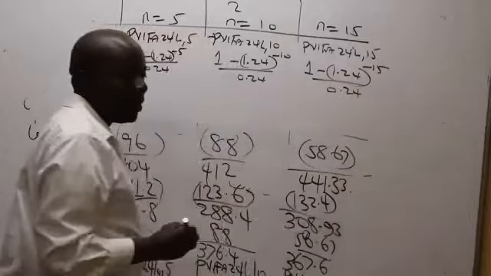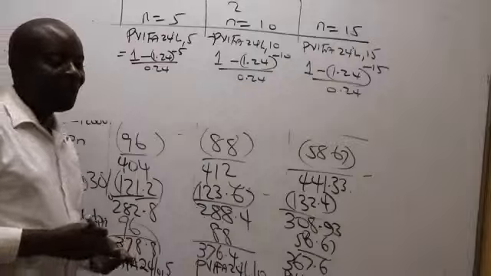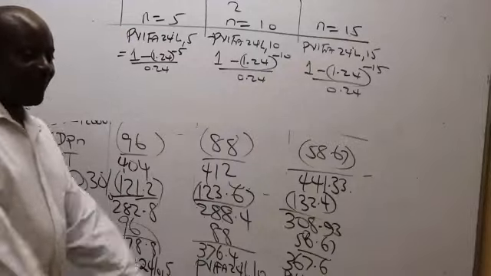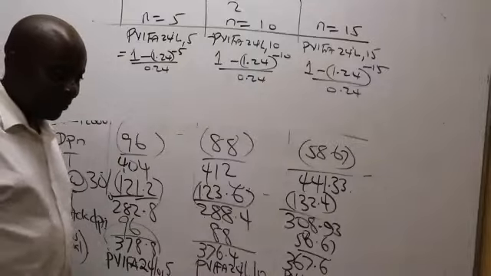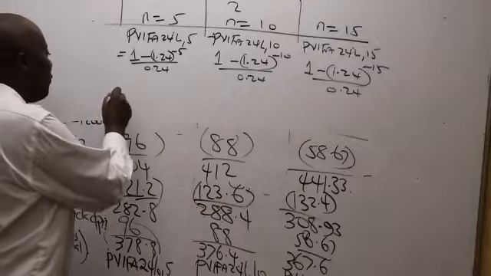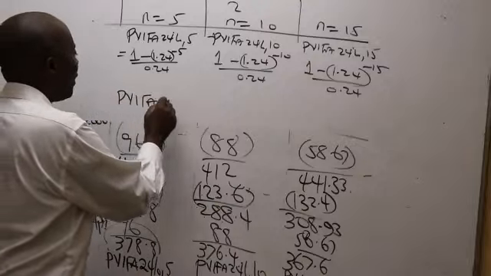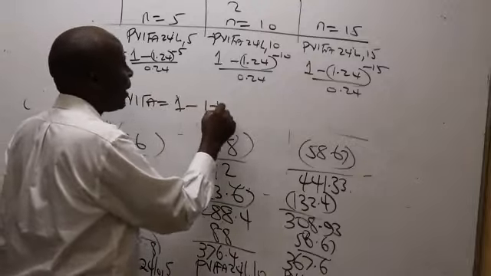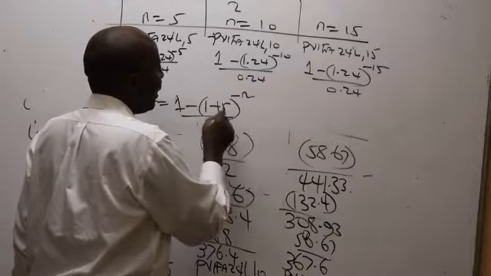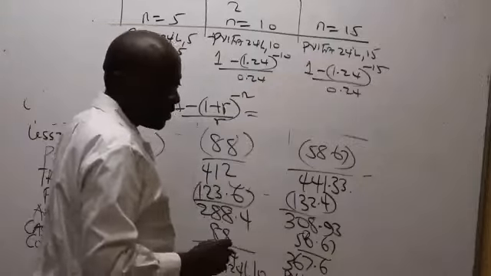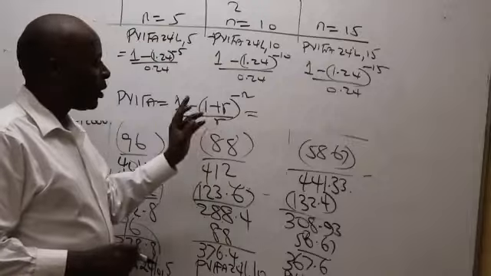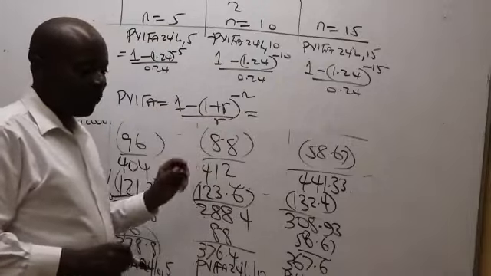I hope you still remember the formula of PVFA. Remember that generally my PVFA formula is 1 minus 1 plus R raised to negative N, everything to be divided by R. So this will be 1 plus 0.24, which is 1.24.